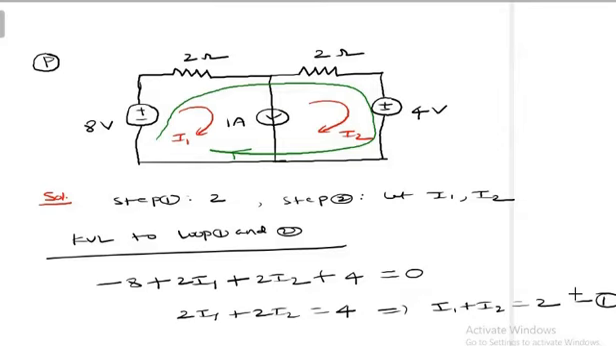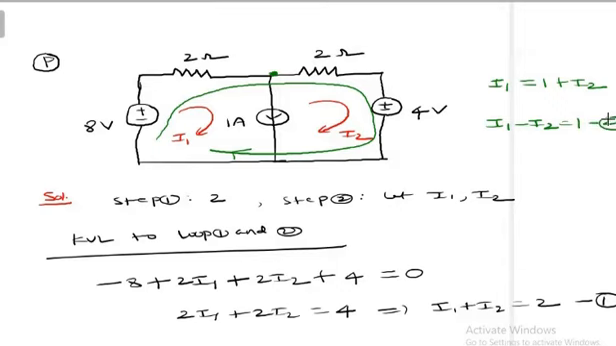We are going to make use of this particular supermesh branch. So what I'm going to do here is apply KCL at this node. If I apply KCL at this node, what do I get? What are all the currents entering here? I1 is entering. And what are all the currents leaving? 1 ampere is leaving and I2 is leaving. Therefore, I get here I1 minus I2 equal to 1. Name it as equation 2.